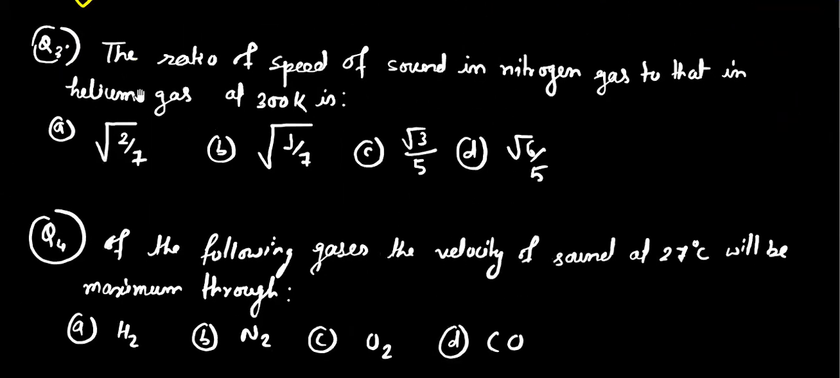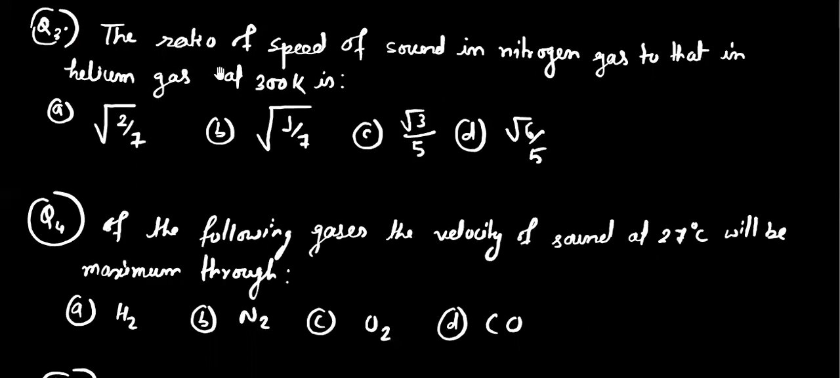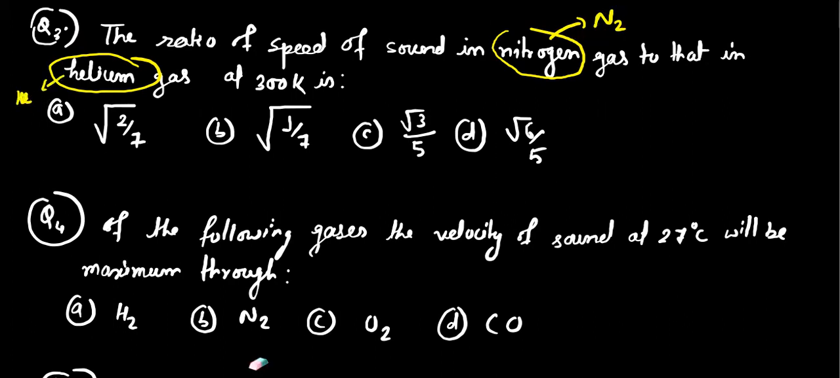Now we are in question number 3. The ratio of speed of sound in nitrogen gas to that in helium gas at 300 Kelvin is. First of all we have to see what is actually given in the question, and here nitrogen gas and helium gas are provided. Nitrogen is written as N2 and helium is written as He, which means this is monoatomic gas and this is diatomic.